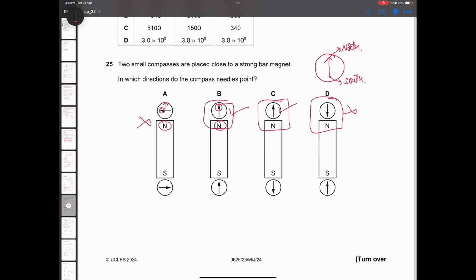Now we have to differentiate between C and B. This is the North Pole and this is pointing towards South. North pointing towards South, that is attraction. So this option is correct. And we know that the tail points towards South. South pointing towards South is not possible. A lot of repulsion will be there. So option B is the correct one.